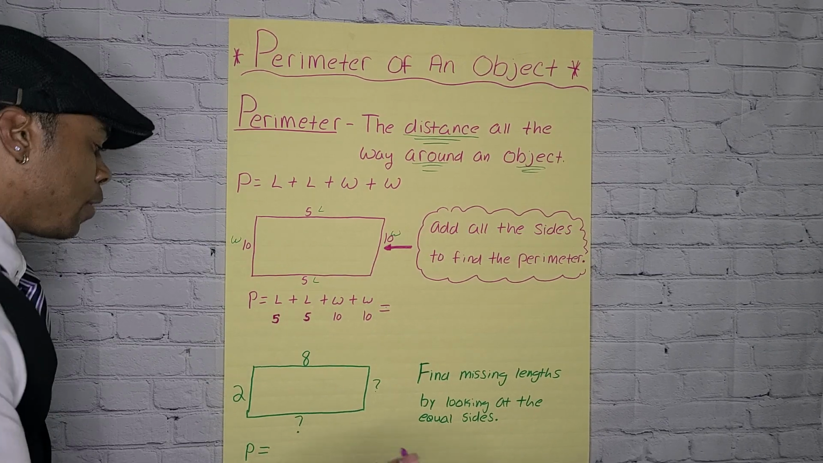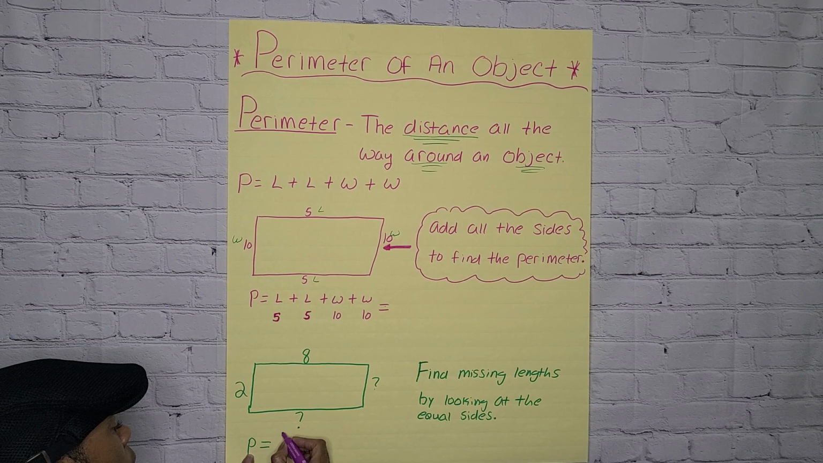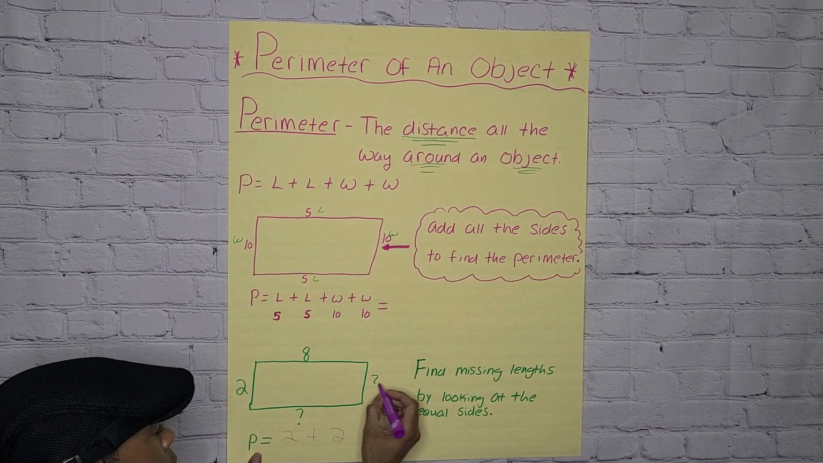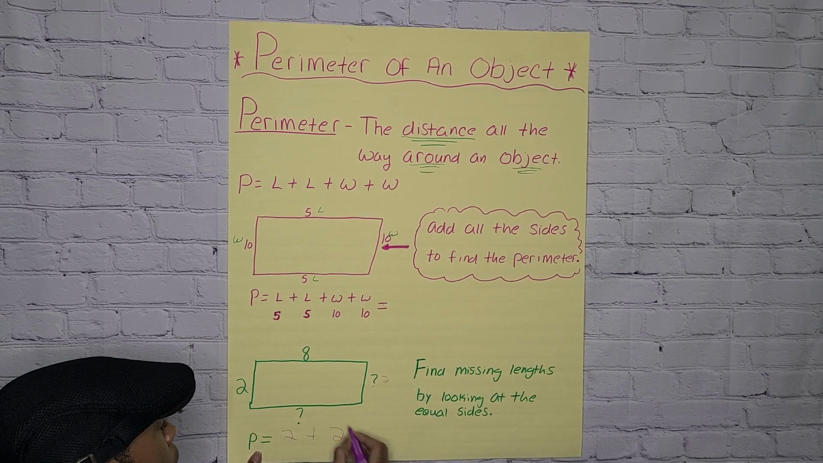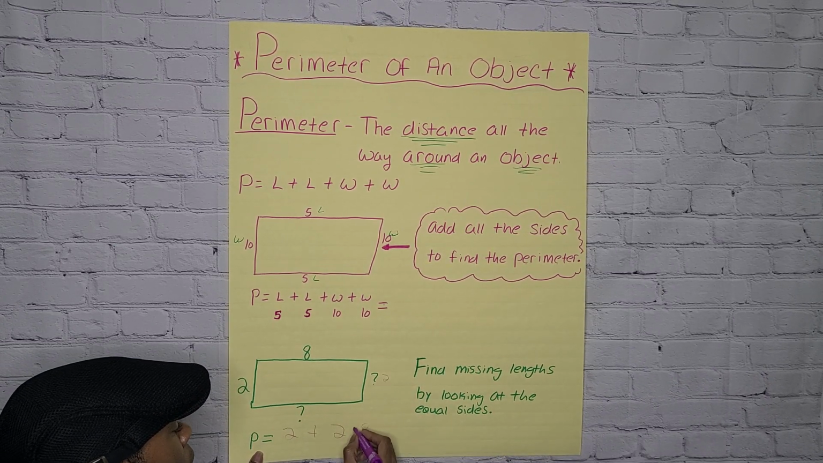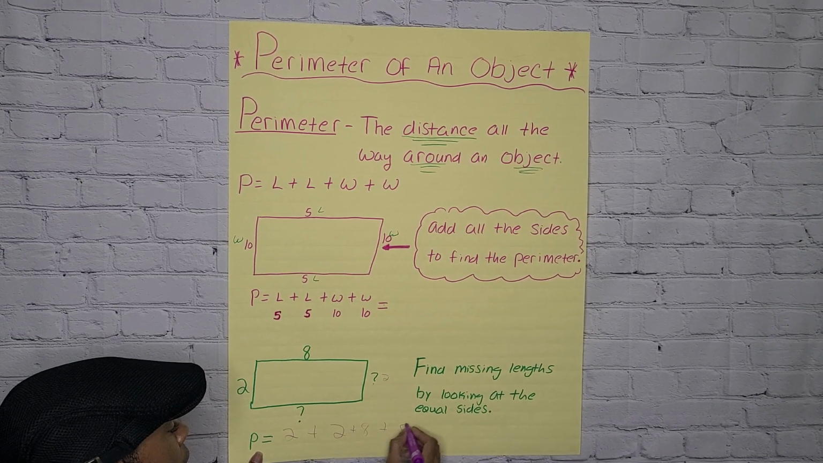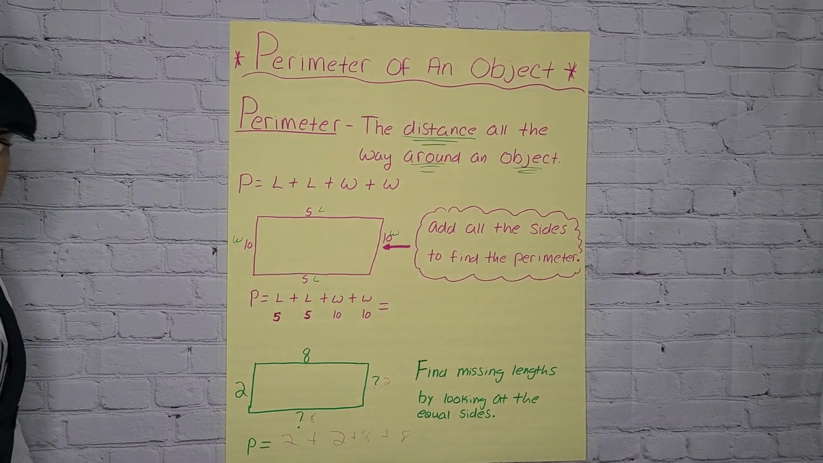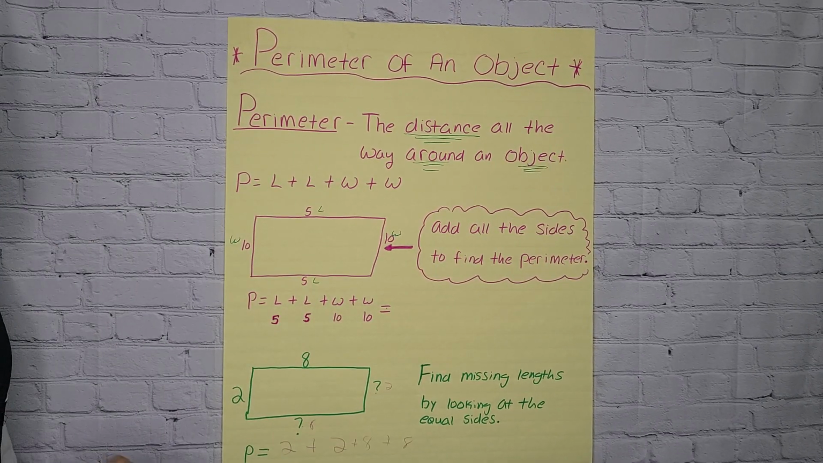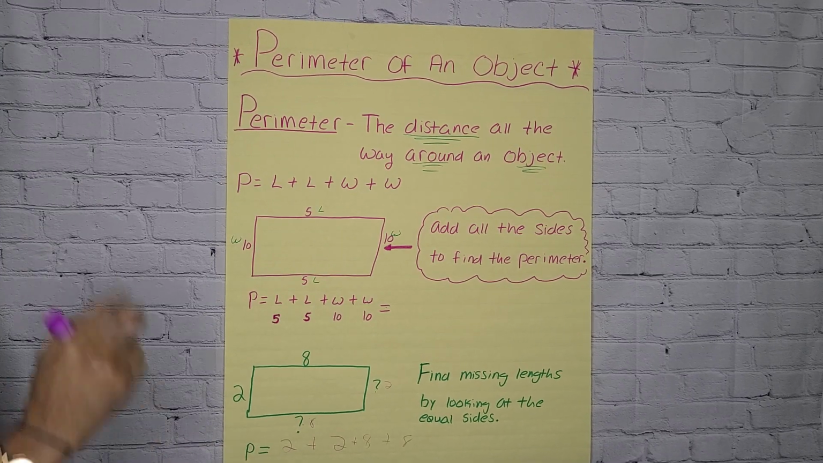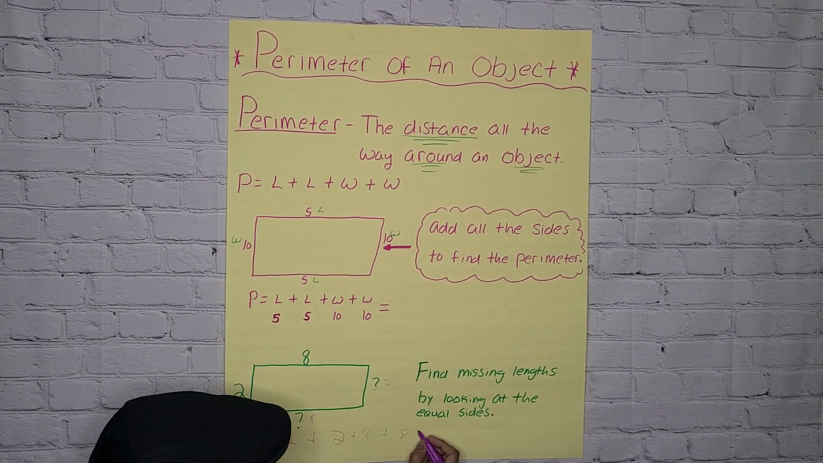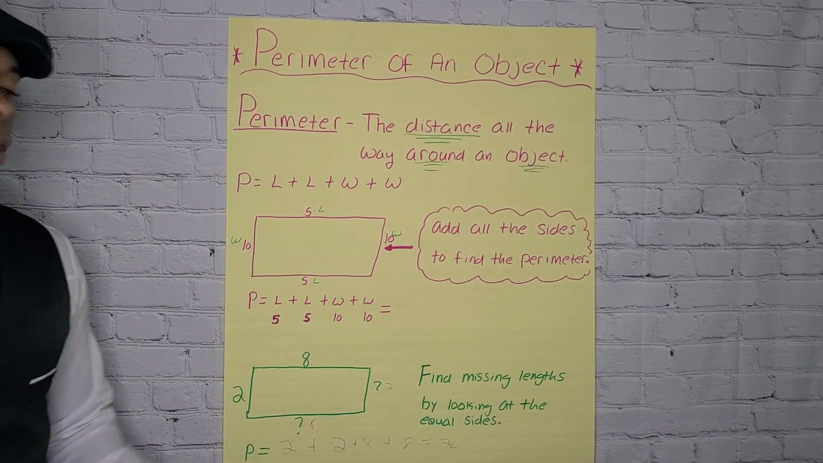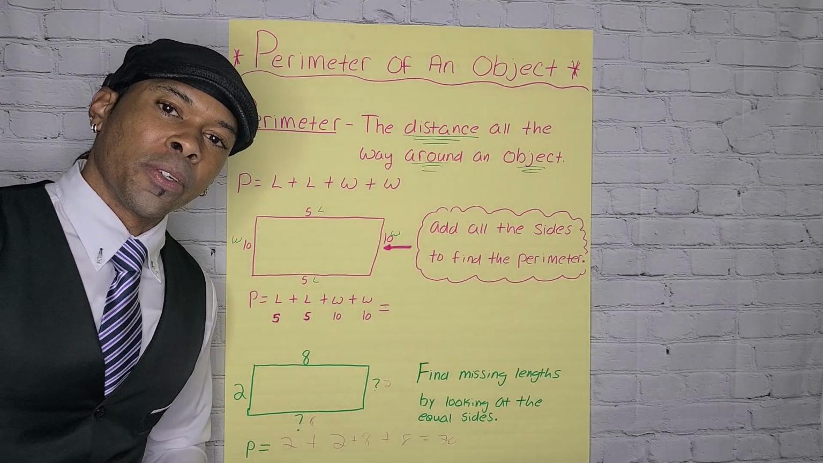So if I add 2 plus 2, because this will be 2, plus 8, plus 8, because this number is going to be 8. That is 8 plus 8 is 16. 16 plus 2 is 18. 18 plus 2 equals 20. So my problem comes out to be 20. Okay? And that is how you find the perimeter, boys and girls.